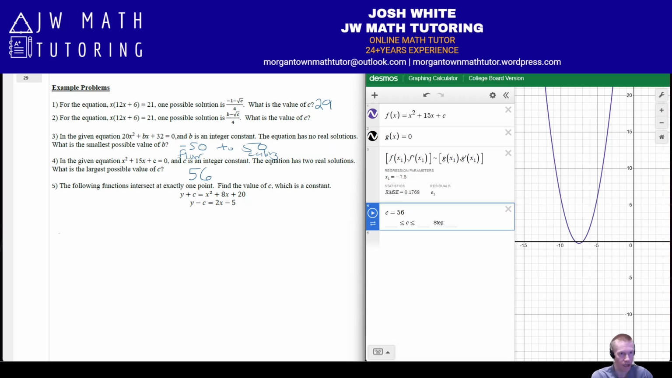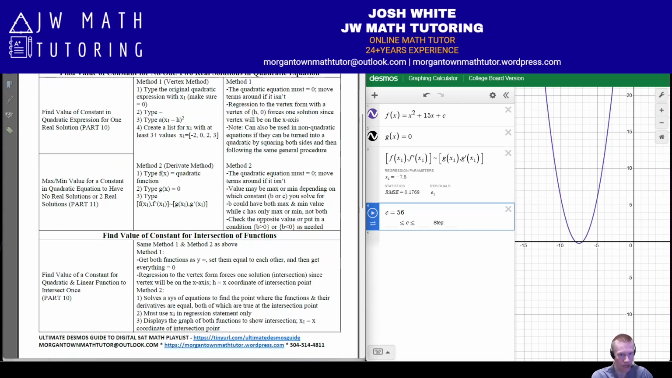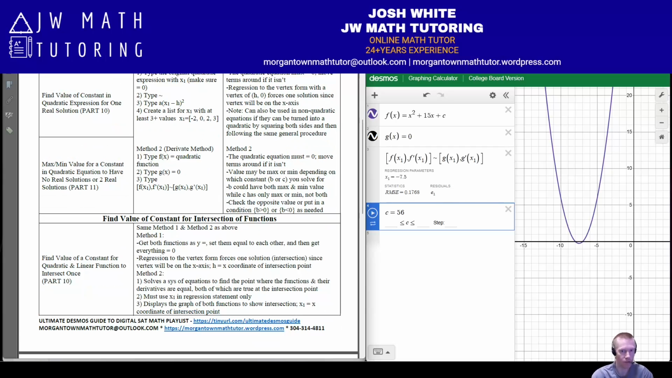All right, so now let's go back to the sheet and let's talk about the last type of problem. So this one is a little bit different. This is basically finding the value of a constant for a quadratic and linear function to intersect only once. So we still have the same two methods that I just used in the two previous problems, so I'm not going to bother going through all of them again.